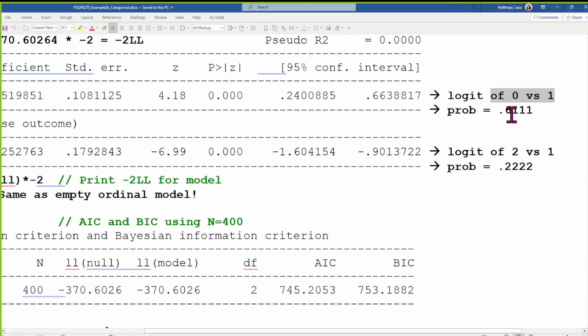This is the idea of a conditional distribution, right? We took out the 2s. If the denominator for the total is only the people who have a 0 or 1, then this logit is translating into a probability of 0.61 for the proportion of people who answered 0 instead of 1.